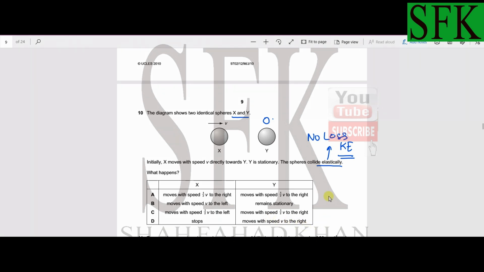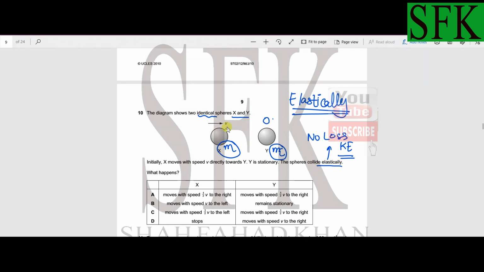Guys, one thing to remember from your theory is that these are two identical spheres. Whenever two identical spheres collide elastically, such a collision is called perfectly elastic collision. They have equal masses, so they are identical. And in perfectly elastic collisions, what happens is that the sphere which is carrying its momentum towards the other sphere transfers all of its momentum to the other sphere.